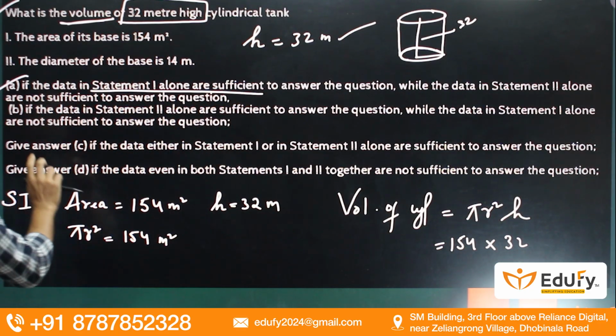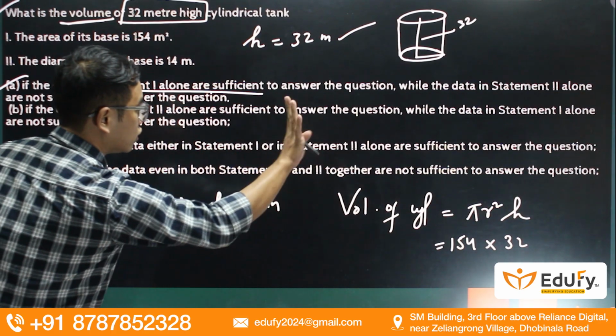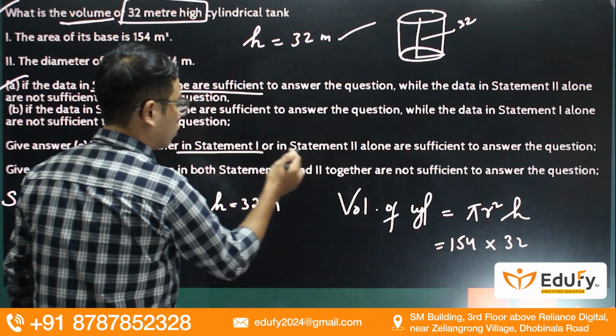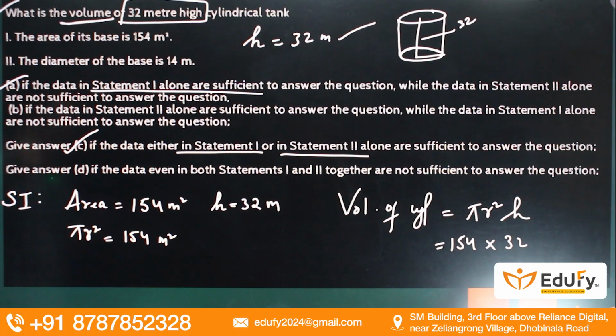And then also we have the option if the data in both statement 1 and 2 alone is sufficient. So here also, 1 alone or 2 alone. Okay, so these two options are the options that you have. So I also have to check statement 2 as well.